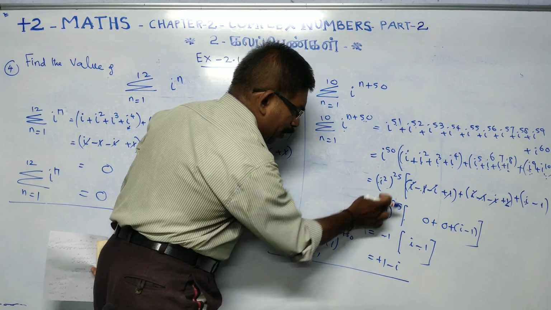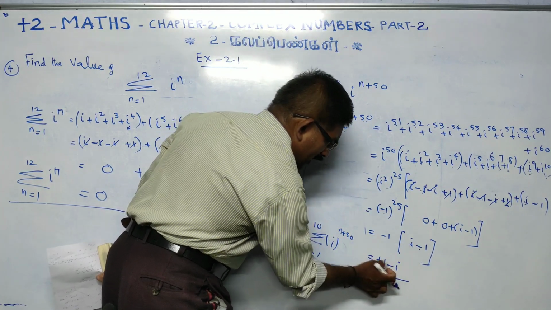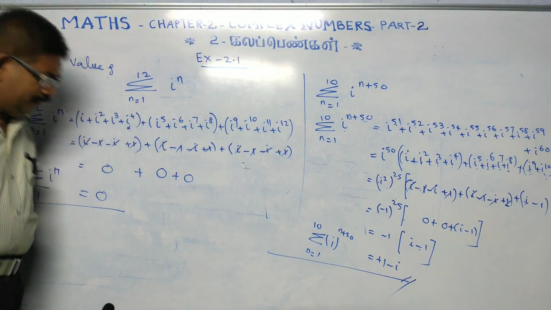The value of this is -1 power 25, which is -1. Multiplied by minus, it is 1. 1 into minus I is -I. So this is the value. Okay, students understand?